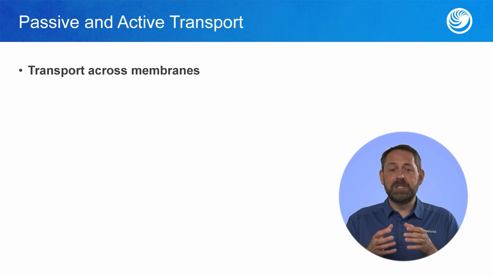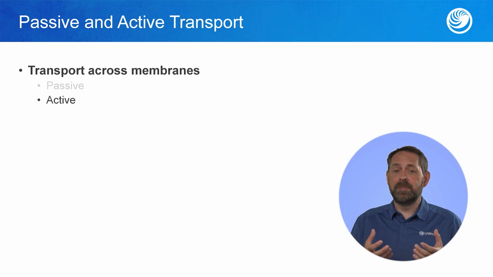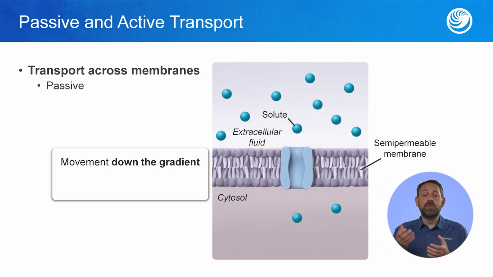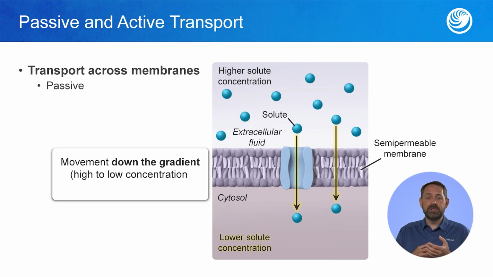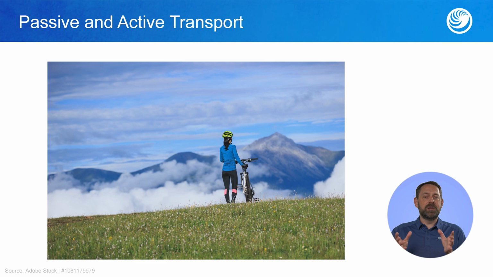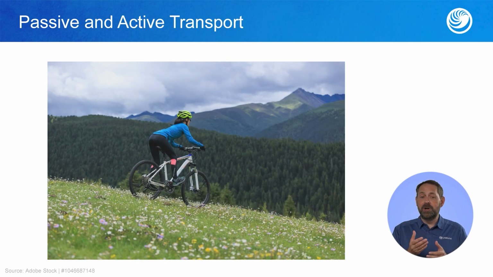Transport across membranes may be passive or active. Passive transport occurs spontaneously as solute molecules move down their concentration gradient from an area of higher solute concentration to an area of lower solute concentration without energy input from the cell. Think about riding a bike. When you're going down a hill from the higher elevation to a lower elevation, you don't need to expend energy pedaling. Gravity does the work for you.